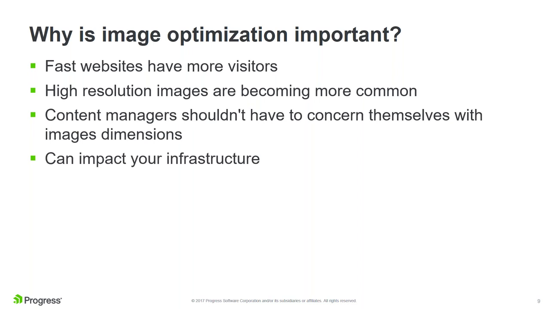And this actually can lead to the fourth point. Why is it important? Because it can start to impact your infrastructure. In the majority of websites I review suffering from performance issues, image optimization is often one of the contributing factors. Not all, but one of the contributing factors. Unfortunately, when it's pointed out, the real impact is often overlooked.